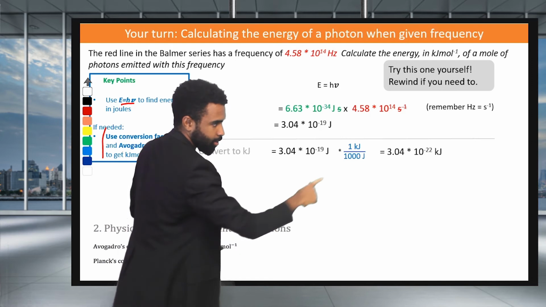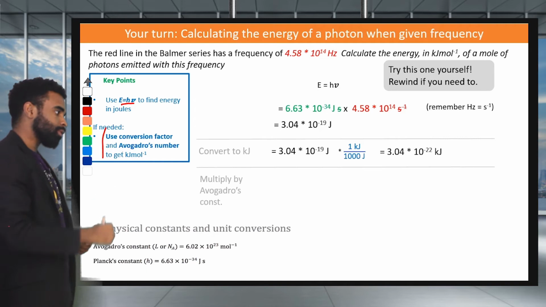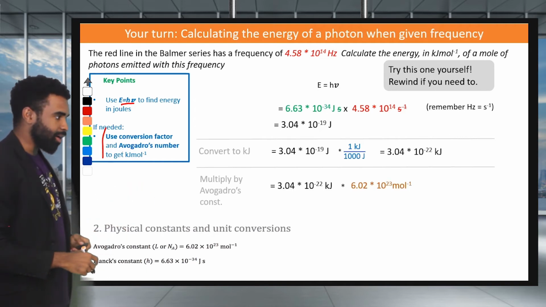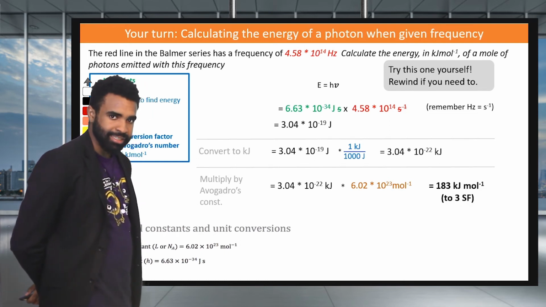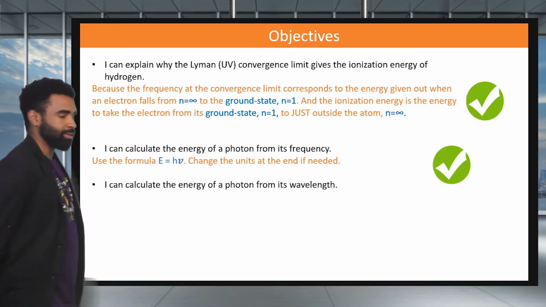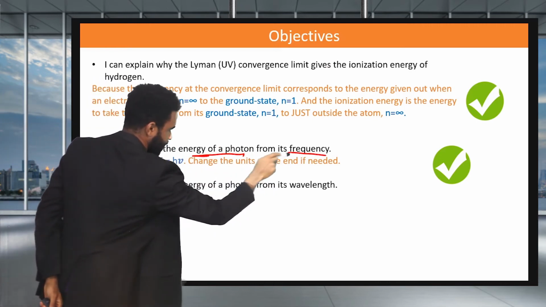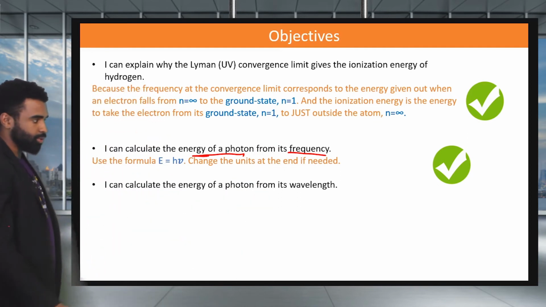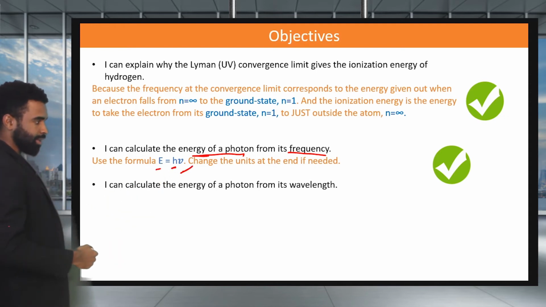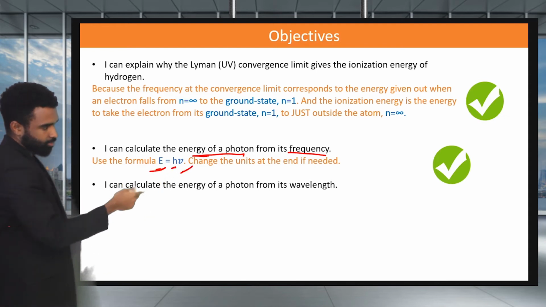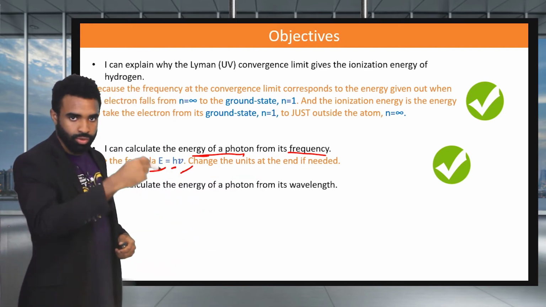This number should get smaller. So instead of 10 to the negative 19, now it's 10 to the negative 22 kilojoules. And then we multiply that by Avogadro's constant to get our final value of 183 kilojoules per mole. Nice and easy. We're done now with our second objective, which is that we can calculate the energy of a photon or a mole of photons given their frequency. How do you do this? You use E equals h mu, where h is Planck's constant, mu is the frequency of the electromagnetic radiation, and E is the energy. And then we need to change the units sometimes from joules to kilojoules per mole.